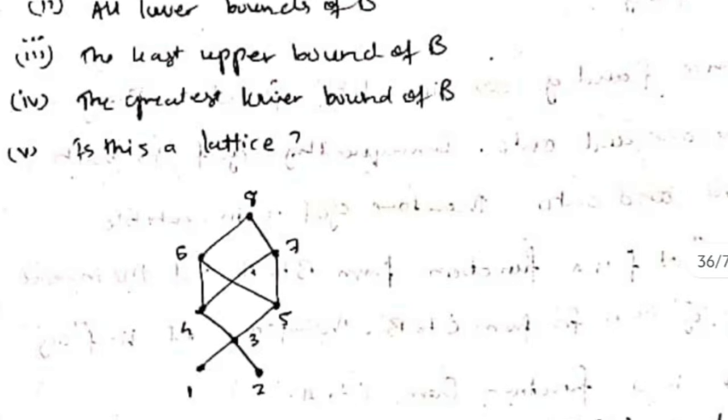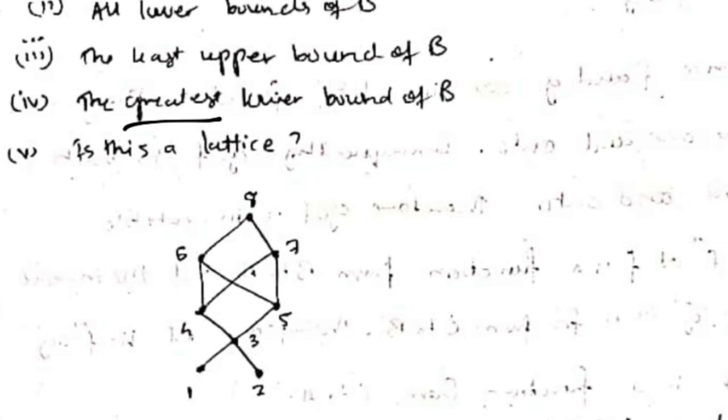In a similar way, the greatest lower bound is a unique element. That means, what are the lower bounds? See here, 1, 2 and 3. So the greatest one is 3 here, right, and it's unique. So the greatest lower bound is 3.